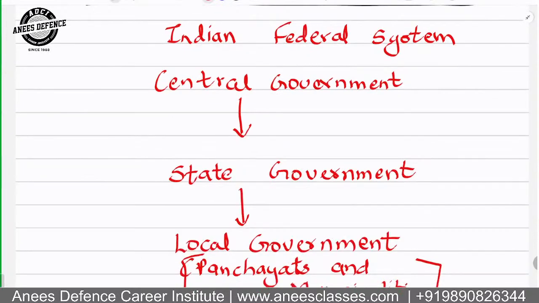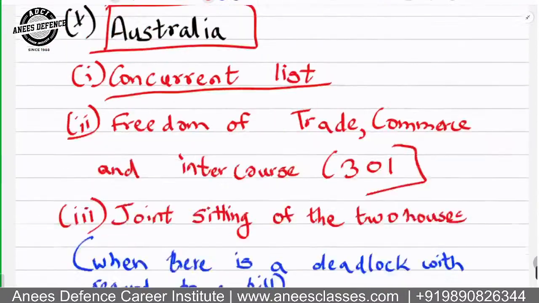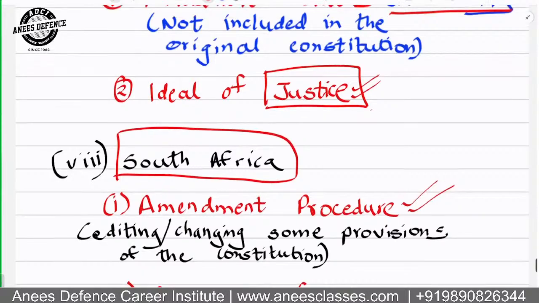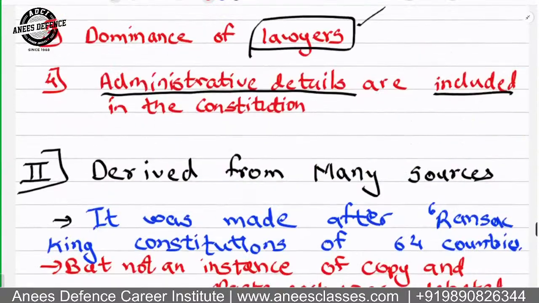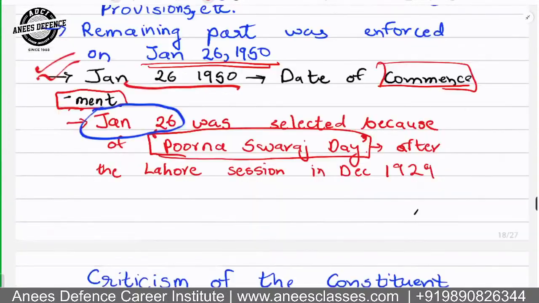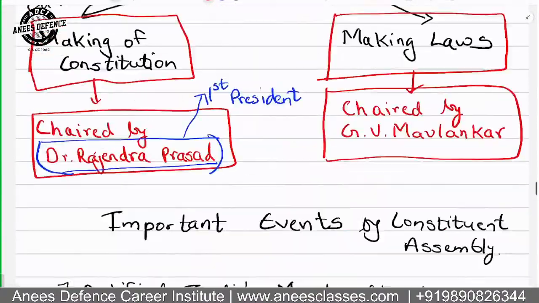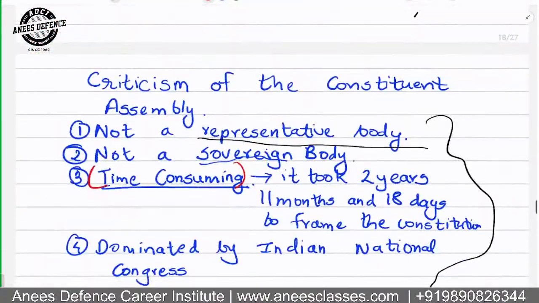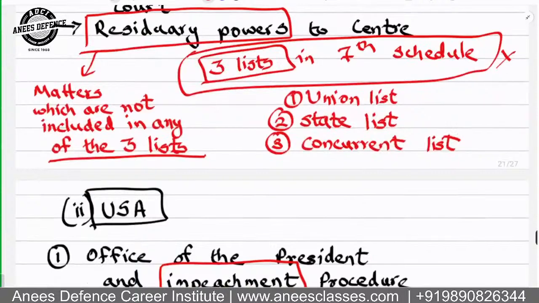Unitary bias means central government is more powerful than the state government. As we have seen above, the constitution divides the subjects into three lists: the central list, the state list, and the concurrent list. So important subjects are included in the central list, and subjects which require uniformity all over India are included in the central list. And important subjects.